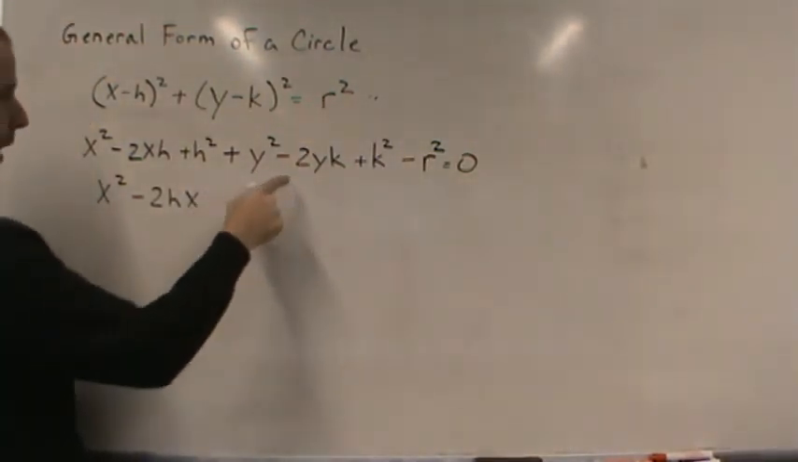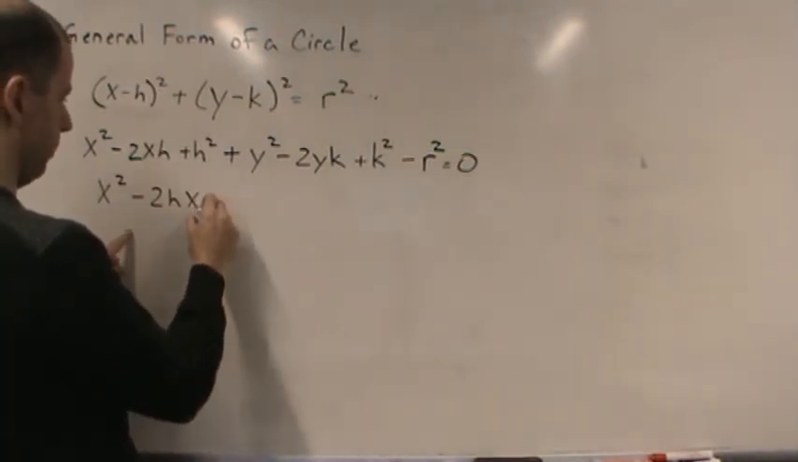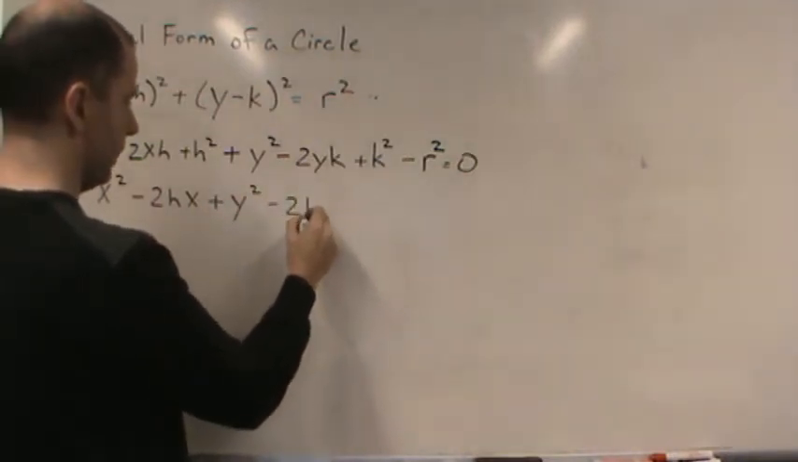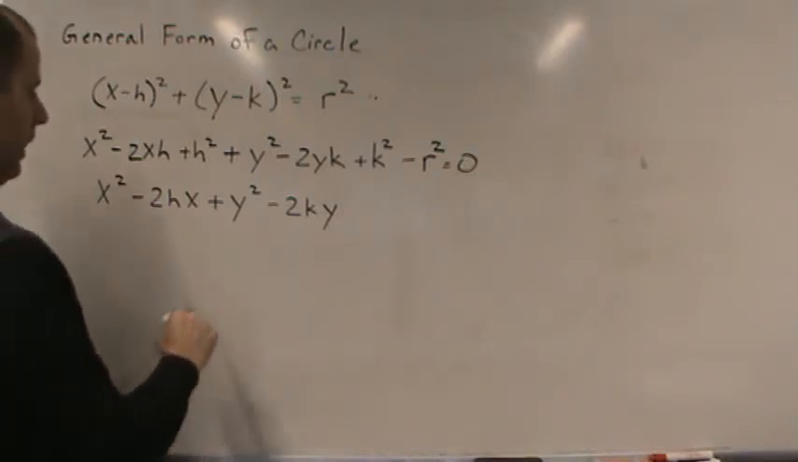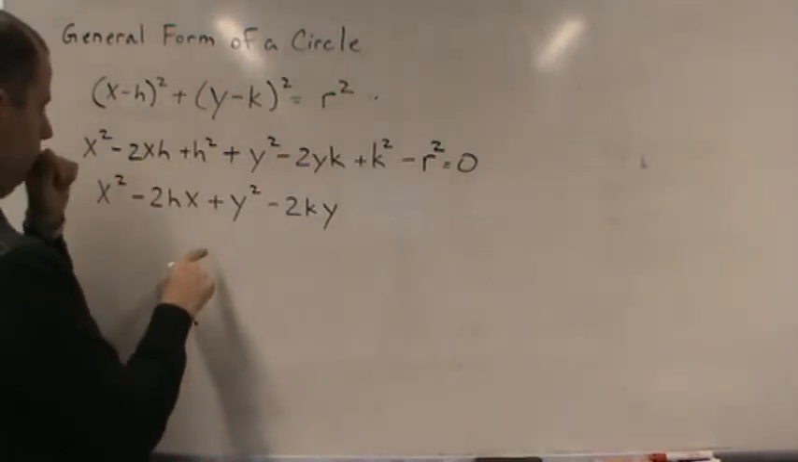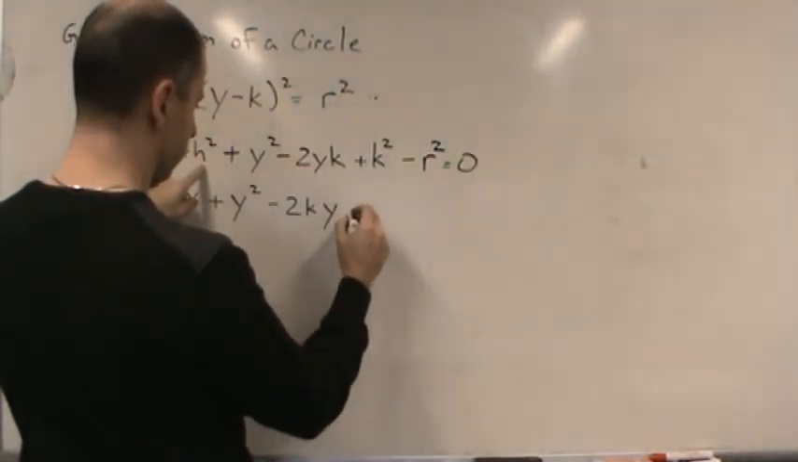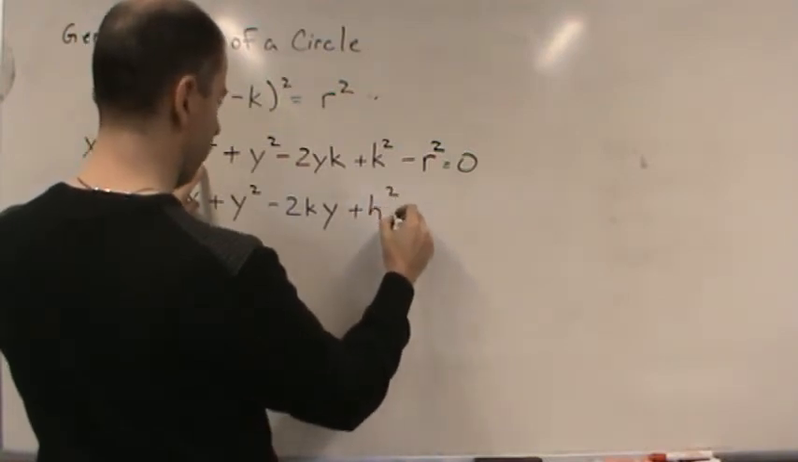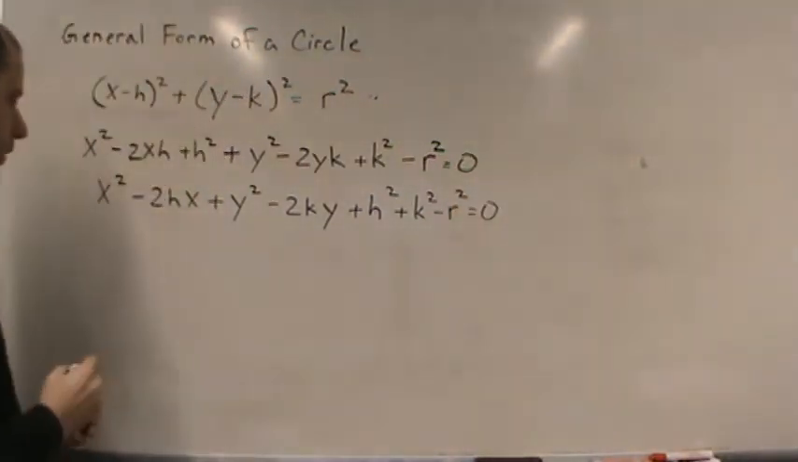Okay, so let's deal with the y next. So I've got y squared, and then I've got this y, so minus 2ky. Okay, and then I've got the constants, equals 0.